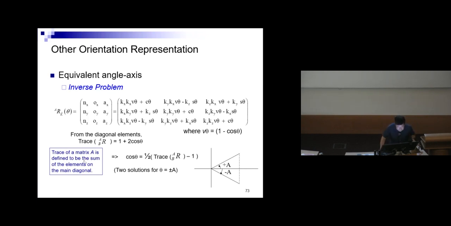The trace of a matrix is defined to be the sum of the elements on the main diagonal. So if you put them together, you will find that this is equal to 1 plus 2 cosine theta, and then cosine theta is equal to half the trace of ABR minus 1. So there's possibly a plus or minus for theta, meaning theta will have two solutions.